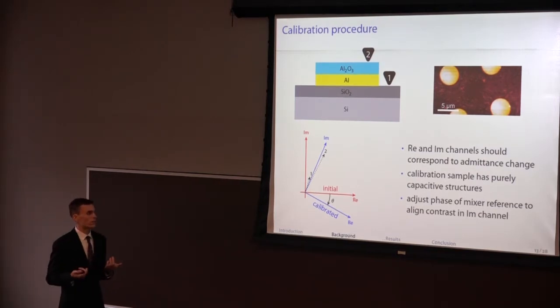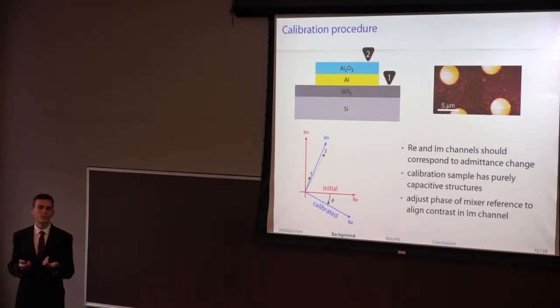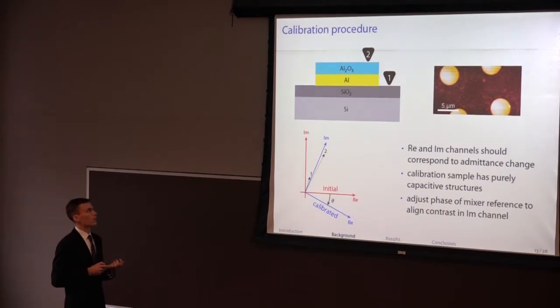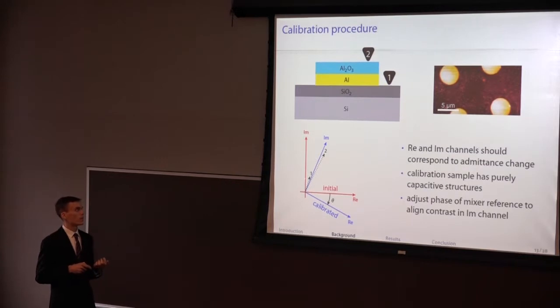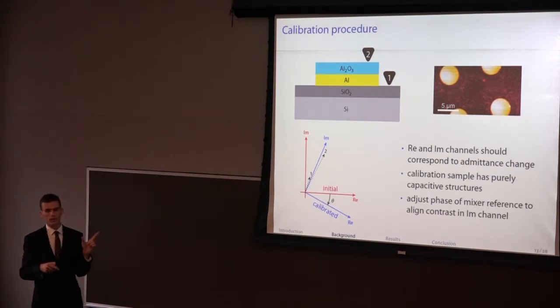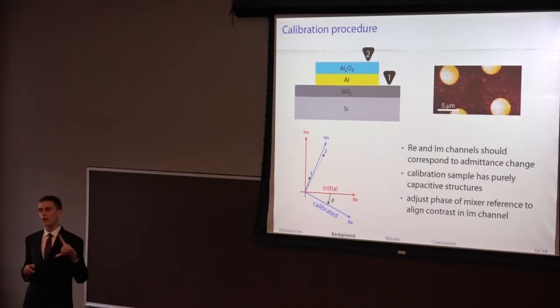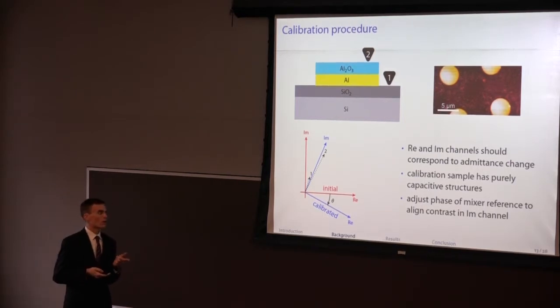So in order to do that, to calibrate the instrument, I just scan over a purely capacitive structure. And as the tip moves either from the substrate or to this capacitive stack here, I'm basically switching between two output vectors. And I have the ability to just adjust the phase angle on that output axis to make sure I only see contrast in the imaginary channel for this capacitive structure, no contrast in the real channel.